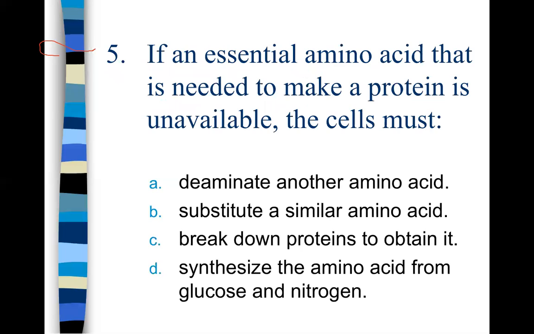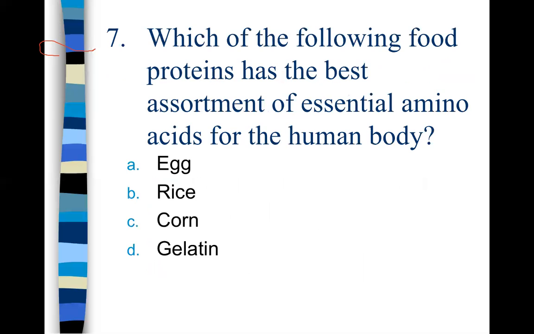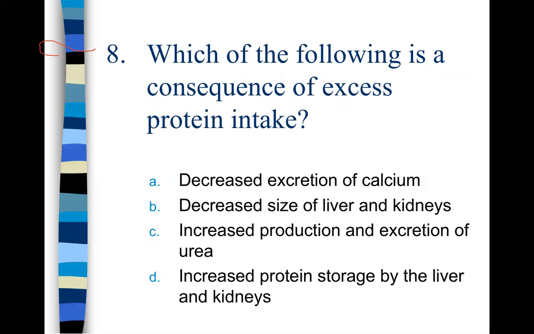If an essential amino acid that is needed to make a protein is unavailable, the cells must... How are the cells going to get it? What they're going to do is they're going to break down another protein to obtain it. Protein turnover describes the amount of protein synthesized and degraded. Which of the following food proteins has the best assortment of essential amino acids for the human body? It's egg.